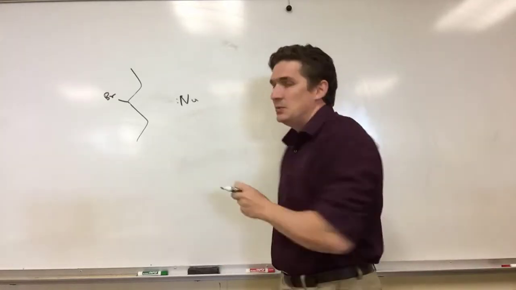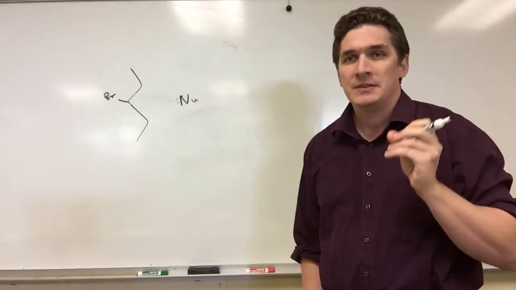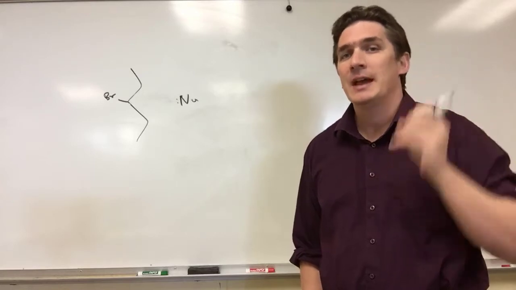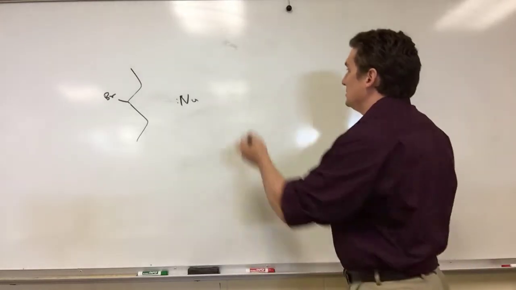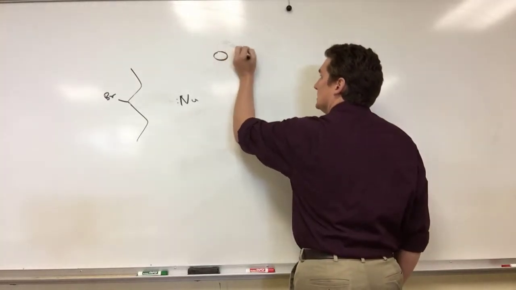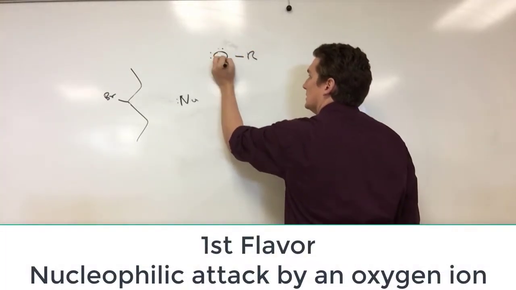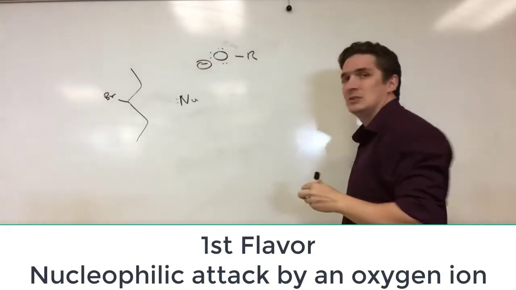But in all cases, if we want to have nucleophilic displacement of a halogen in an alkyl halide, we have to have a lone pair. And this is going to come in 3 flavors. First flavor is something that's going to look like an alkoxide.